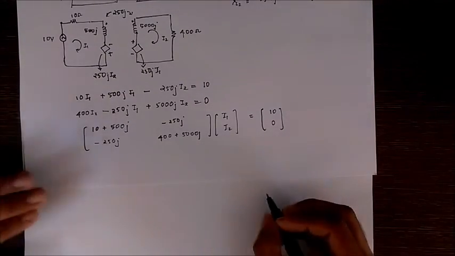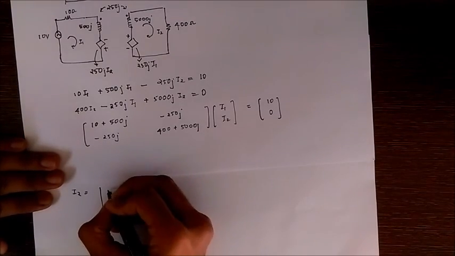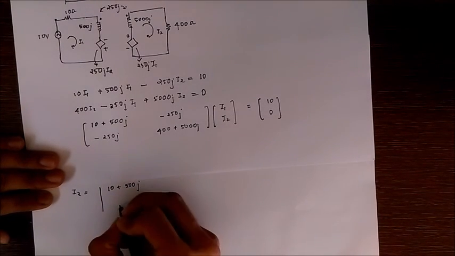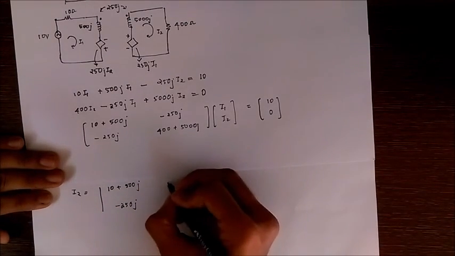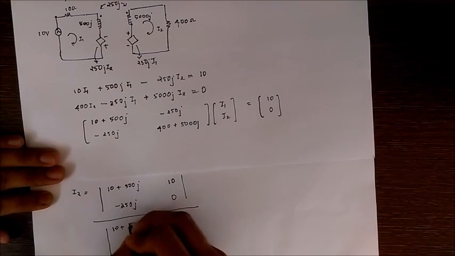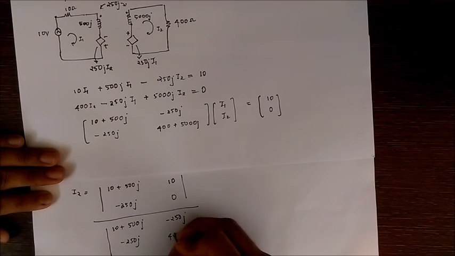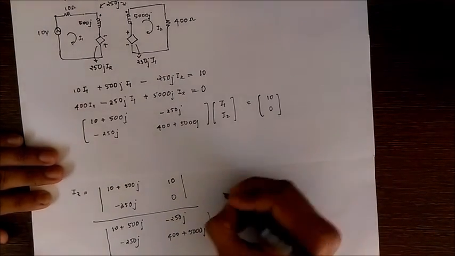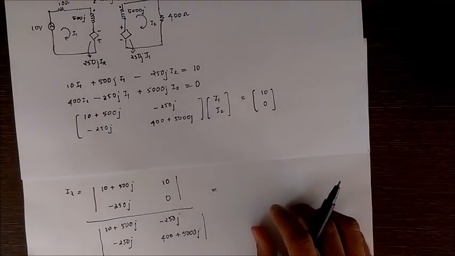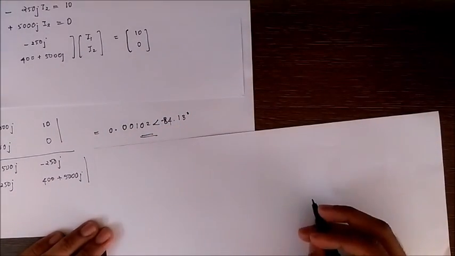Now if the question is to find I2, then we can apply Cramer's rule, which gives us I2 equal to a determinant. As we want I2, we replace the second column; 10 plus 500J and minus 250J stays as it is, and the RHS is replaced here and divided by our original matrix. Now the value can be calculated by calculating the value of these determinants, and the final value you will get is I2 equal to 0.00102 angle minus 84.13 degrees.